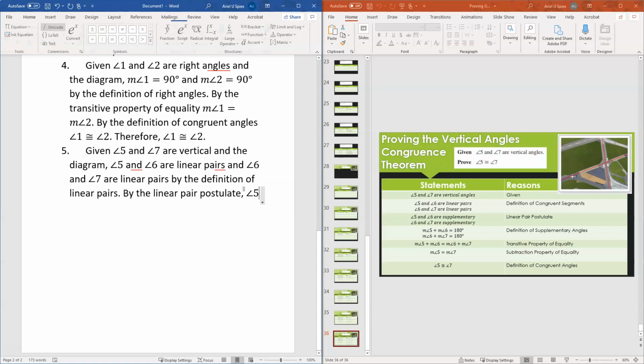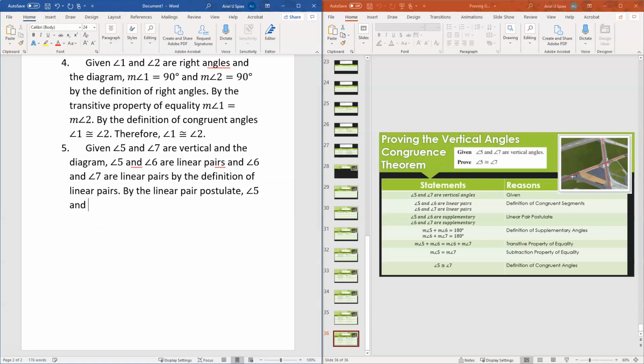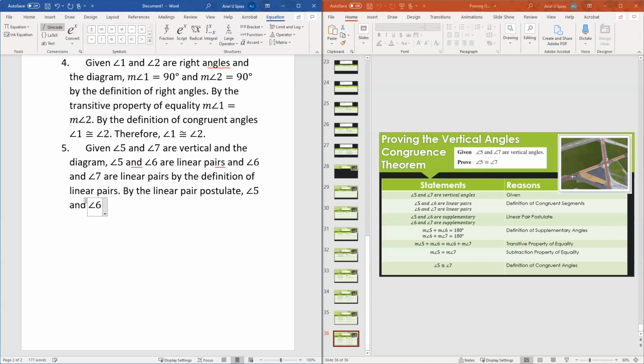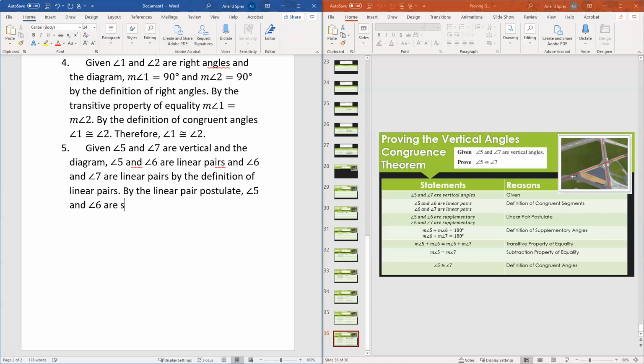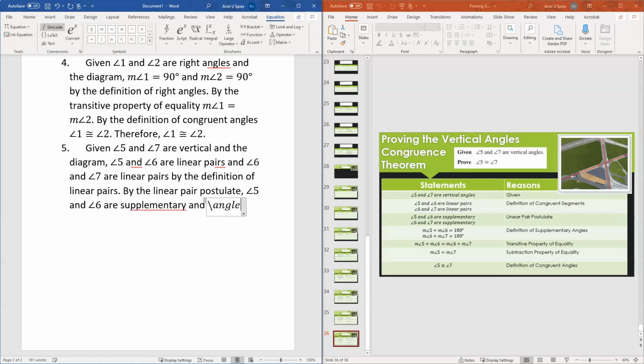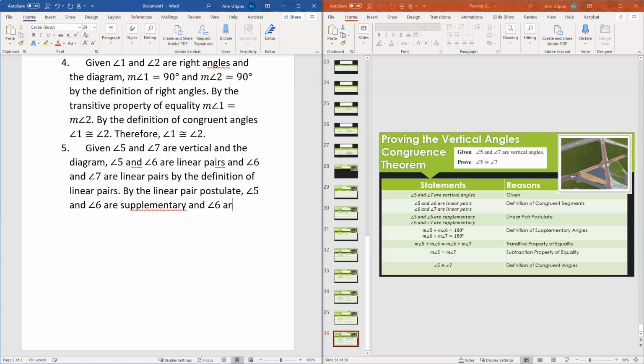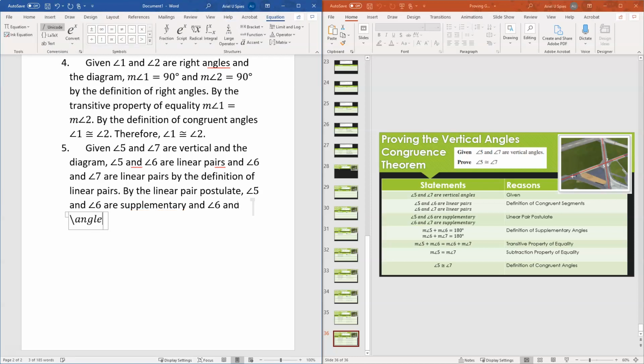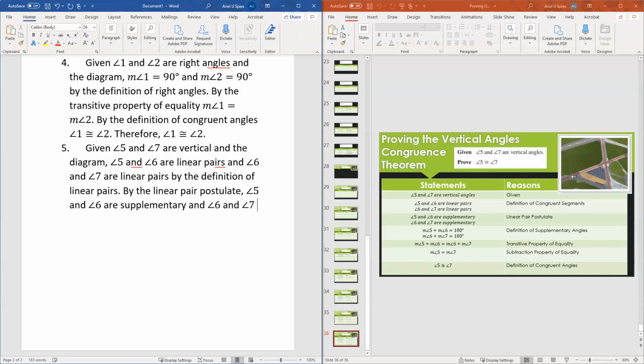angle 5 and angle 6 are supplementary. And angle 6 and angle 7. Why did I not type that in here? Angle 7 are supplementary.